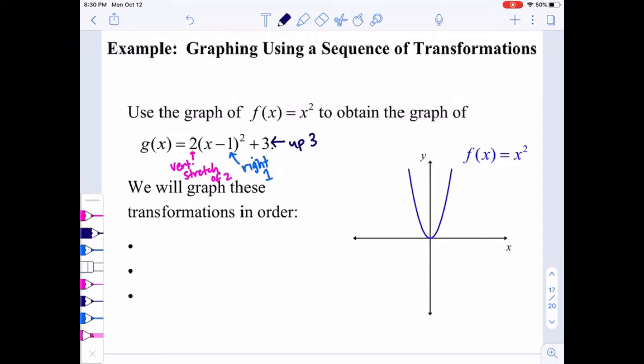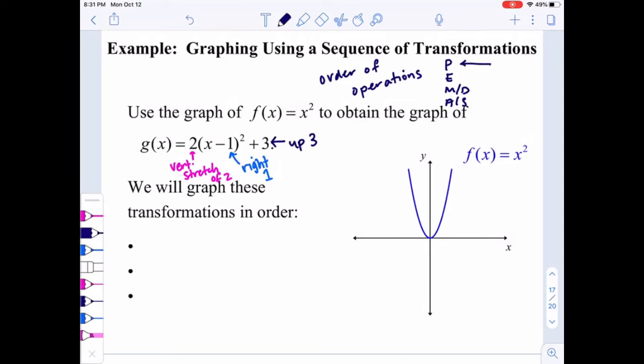So we have 3 pieces that we are transforming, but how do we know what we do first? Well, if you think in terms of the order of operations, that is going to tell us the order we should go. We pretty much start with parentheses. We deal with exponents. We deal with multiplication and division. We deal with addition and subtraction. So we're still going to want to start with anything that's going on inside of our parentheses first.